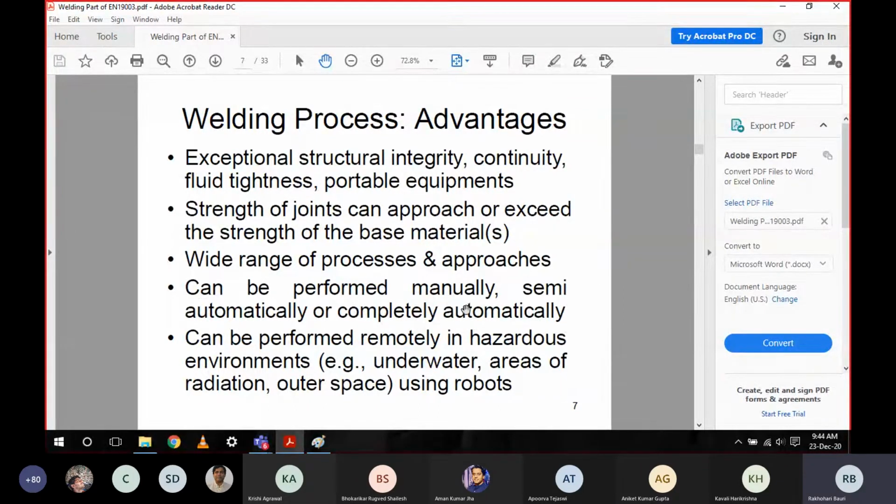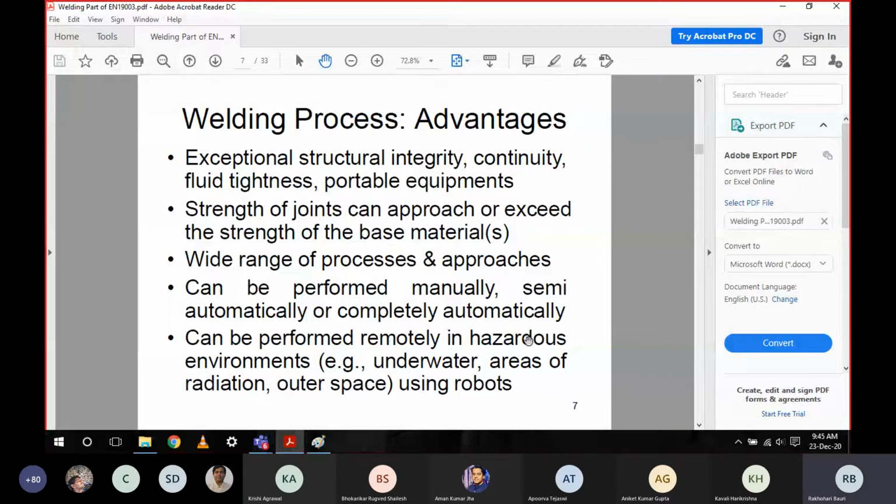As you have seen in roadside garages, the garage operators are welding manually. You can also use it semi-automatically, and also completely automatically. Completely automatic welding helps where the environment is hazardous, where humans cannot reach, so you can use robots for welding purposes.